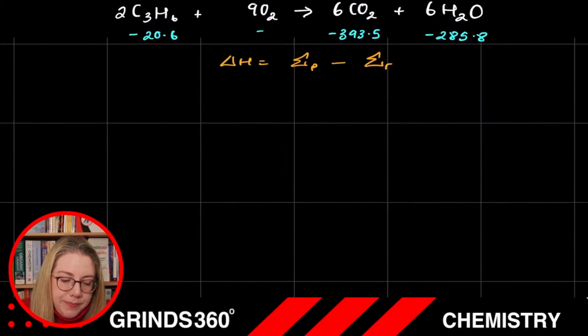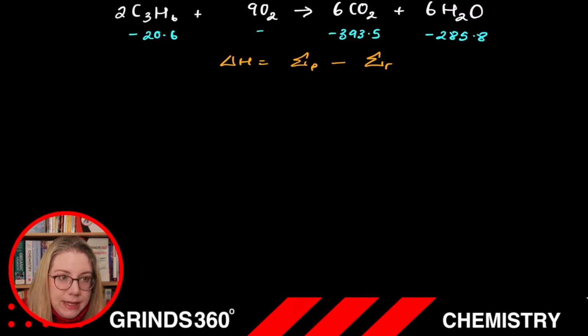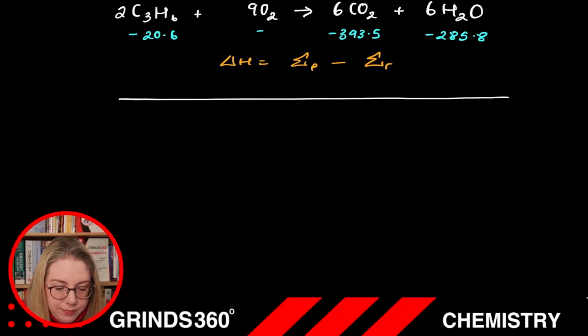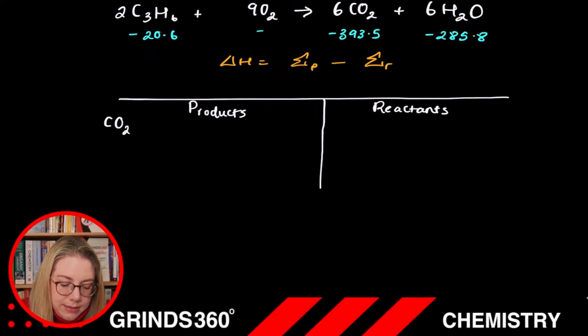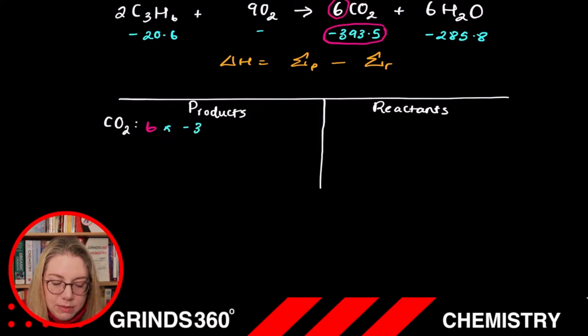So let's move this up. So I'm going to make myself a little table. We have products on the left, reactants on the right. We have carbon dioxide. Now you take the number in front of the carbon dioxide and you multiply it by the heat of formation of carbon dioxide. That is 6 multiplied by minus 393.5 on a calculator. Minus 393.5 multiplied by 6 is minus 2361 for 3 marks.